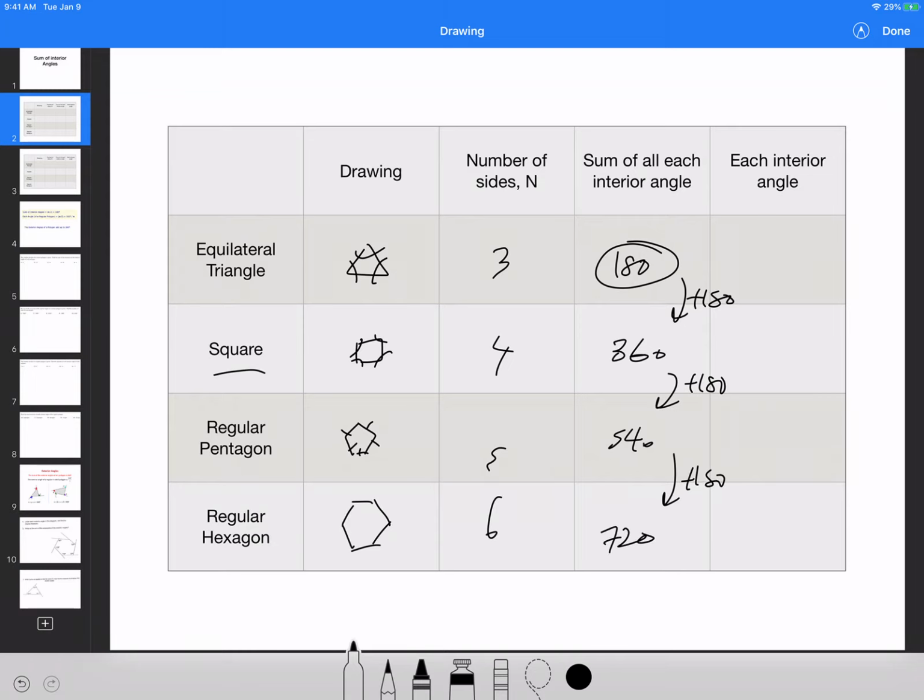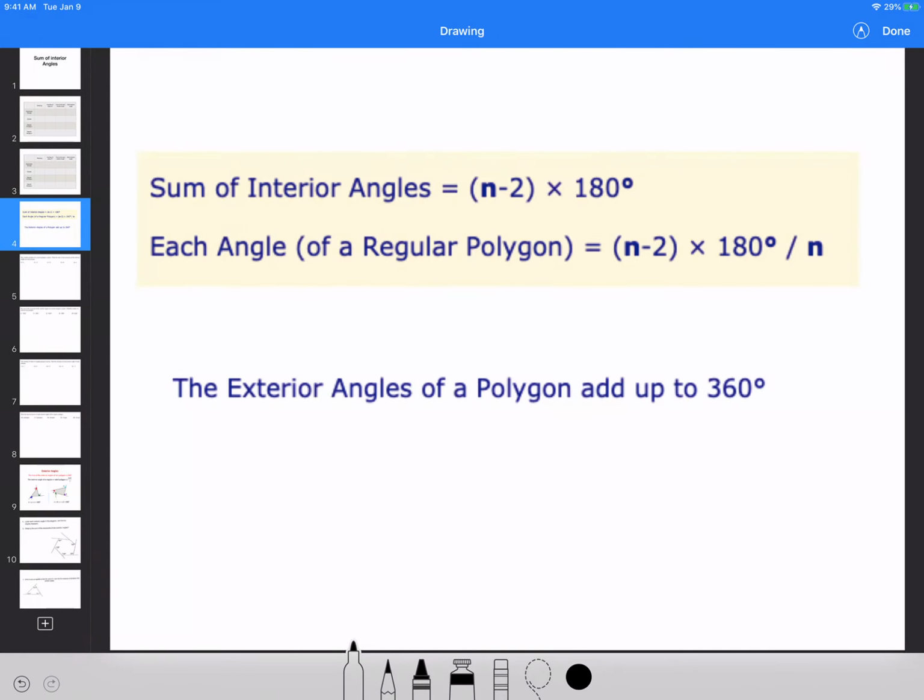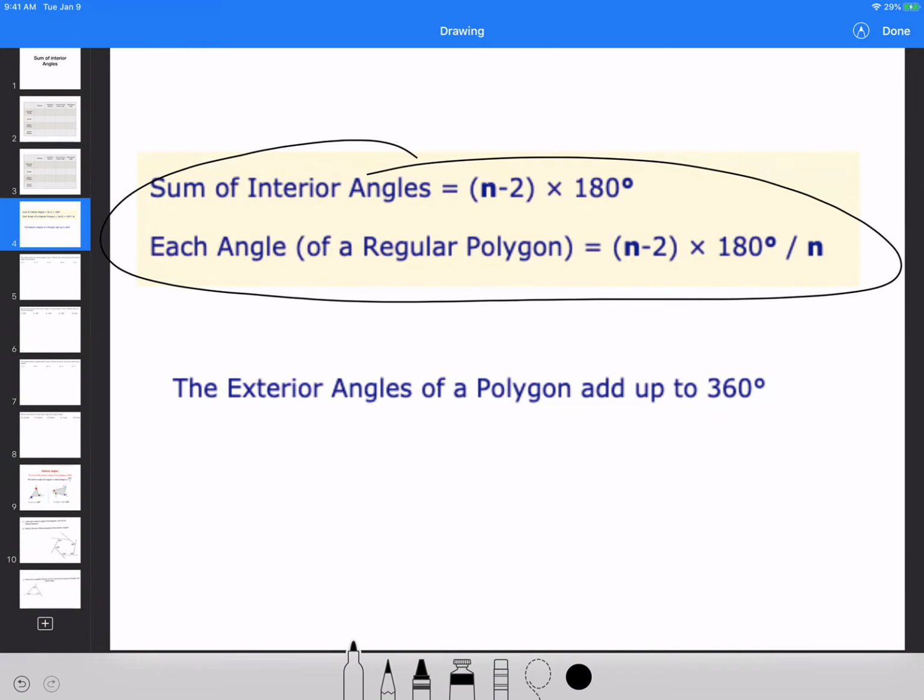So those would be the sum of the interior angles, and I'm sure that I went over this with you in the past. Then each interior angle, therefore, would be divided by the number of sides, which is 180 divided by 3, which is 60. 360 divided by 4 would be 90. That would be 108, and this would be 120. All standard stuff.